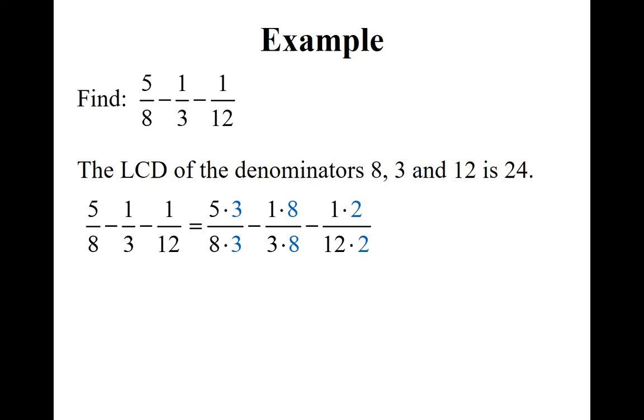Simplify this, we get 15 24ths minus 8 24ths minus 2 24ths. Keep the 24 on the bottom, subtract along the top. 15 minus 8 is 7. 7 minus 2 is 5. So 5 24ths.